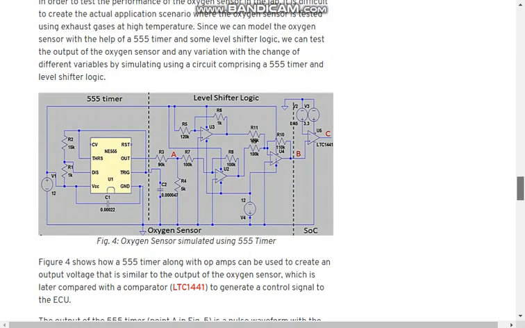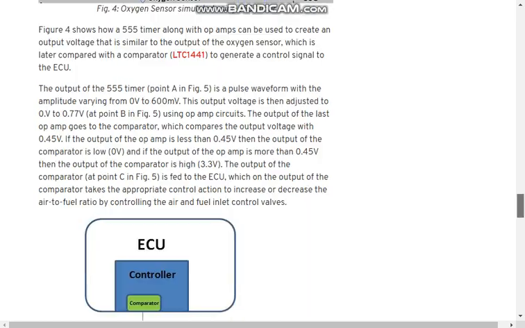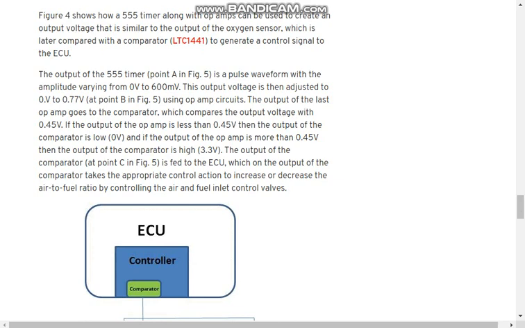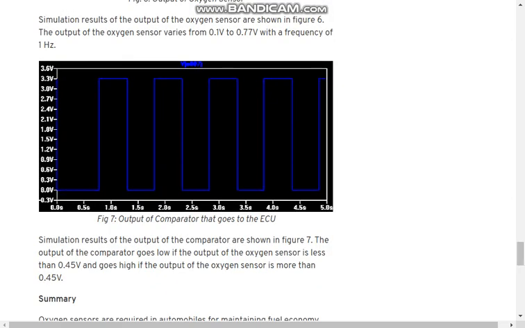And this is the cheating sensor simulated by using a 555 timer. Actually this is a fixed frequency. See, mix with the 3.3 output, and we'll take it to a voltage divider to reduce the output voltage.